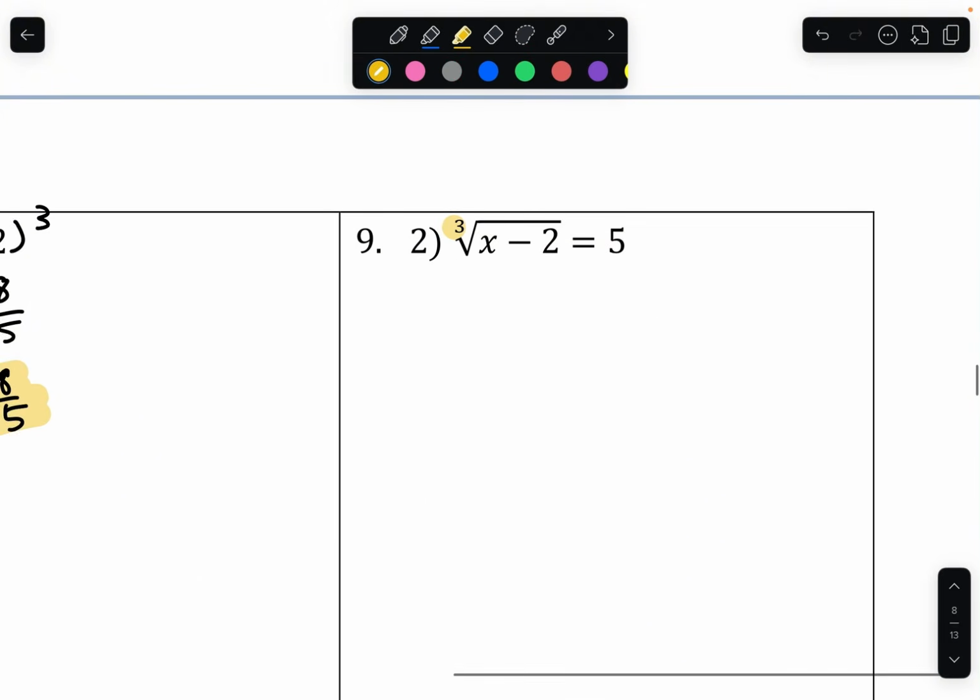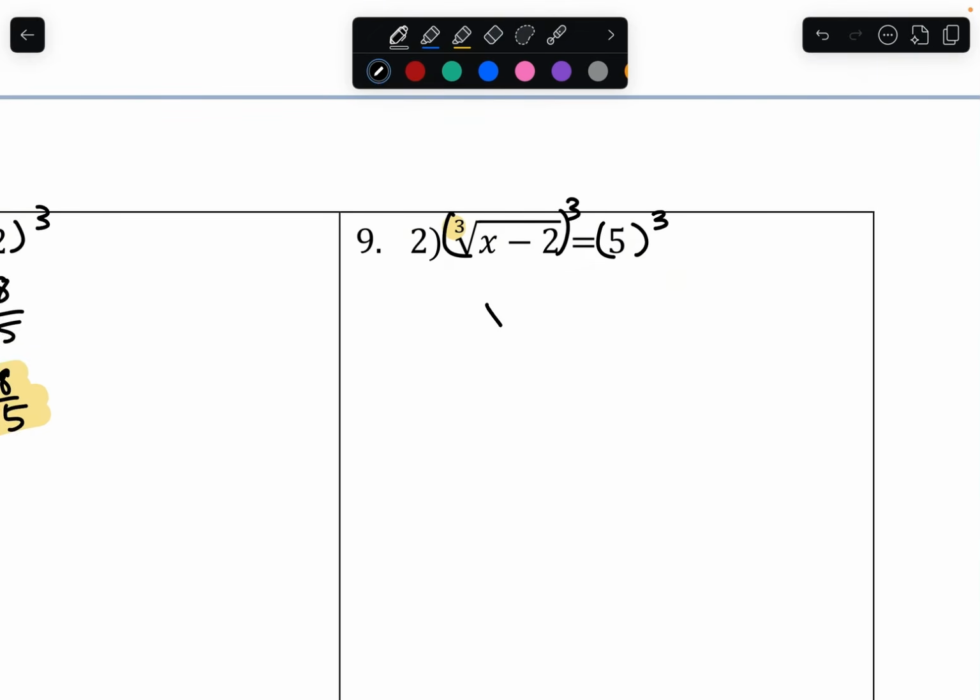Okay, here, same idea, cube both sides. So we get x minus 2 equals 125. Add 2 to both sides, x equals 127.